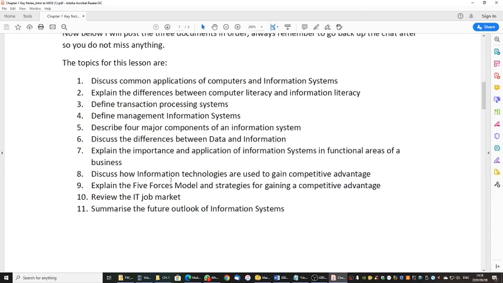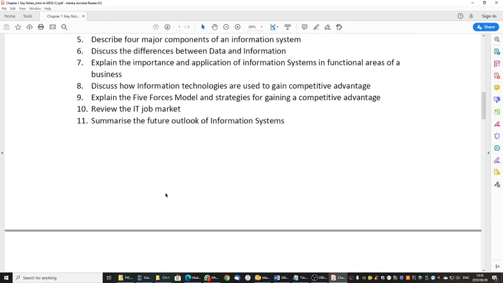There are 11 topics for week 1. Fortunately for week 2 and week 3, there are only 8 topics. We are briefly going to go through the topics from number 1 to number 11. Basically, what we are dealing with in the lesson today is the common applications of computers and information systems. When we say an information system, we are speaking of a collection of computers and software and hardware that all work together to perform a function.